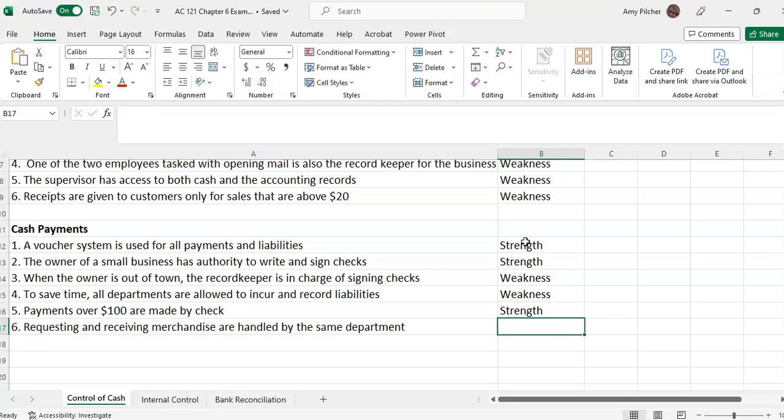And requesting and receiving merchandise are handled by the same department. This is actually a weakness, and it's about separation of duties. So requesting merchandise and receiving merchandise should be handled by two separate people.